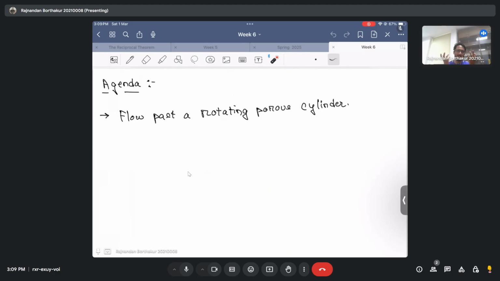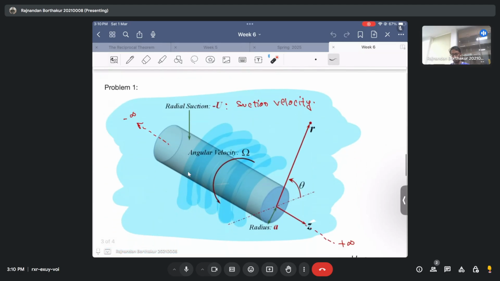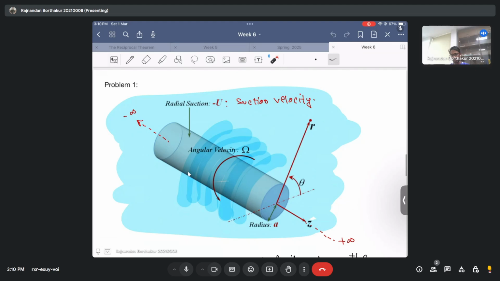That problem was relatively simple, but in this problem we'll deal with a more generalized solution. I call this problem flow past a rotating porous cylinder, which is essentially a 2D problem because the cylinder is rotating, and of course it's also porous. It's a porous cylinder, meaning that there will be a radial suction at the surface of the cylinder. So this is something that we will solve in this class.